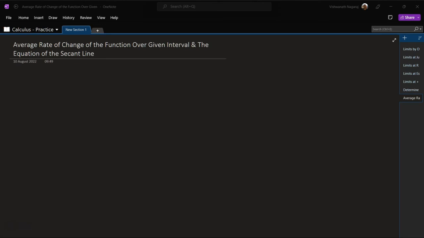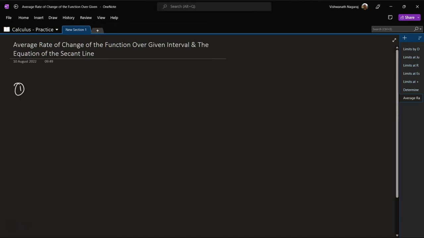Let's solve some problems related to the average rate of change of a function over a given interval and the equation of the secant line. We will first take up the first part, that is, the average rate of change of the function over a given interval, and later on we'll look at the equation of the secant line.